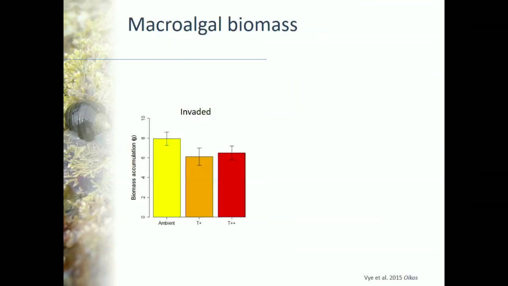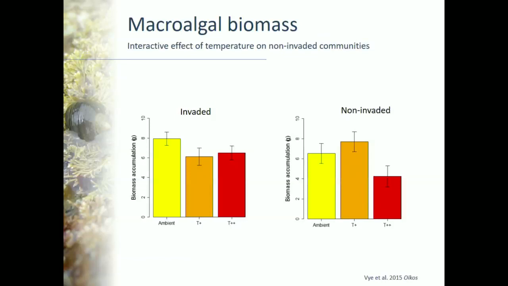And what Siobhan found was, this looks like something was starting to happen, but it's actually not significant. In invaded assemblages, we didn't have any effect of temperature. But in our non-invaded, we did have an interactive effect. When we turned the temperature up a little bit, it didn't make that much of a difference. But when we turned the temperature up, so plus 4 degrees above ambient, all of a sudden we had a crash in biomass accumulation, which is quite interesting and tied in with some of our climate change models.